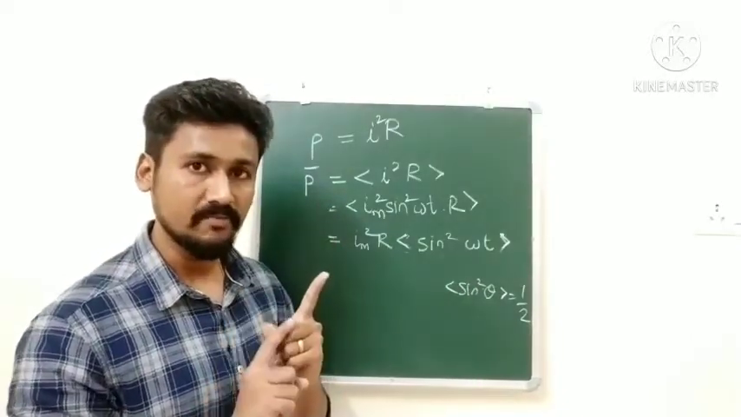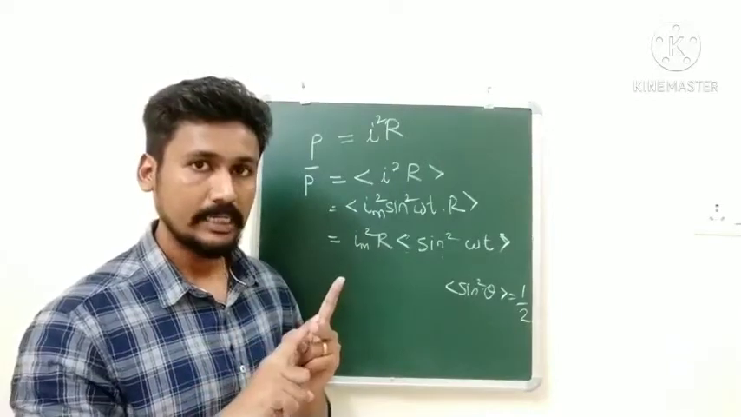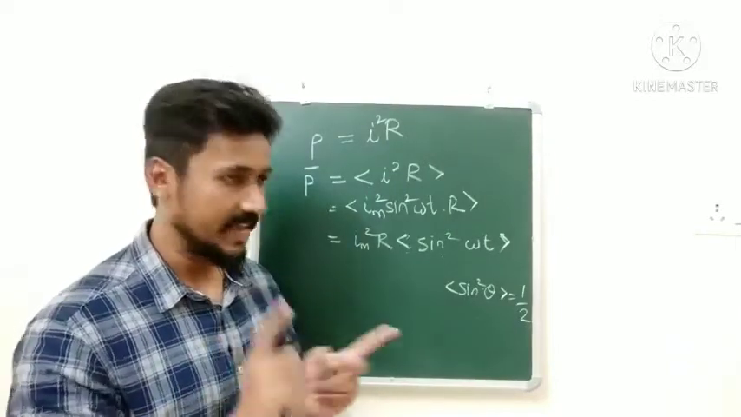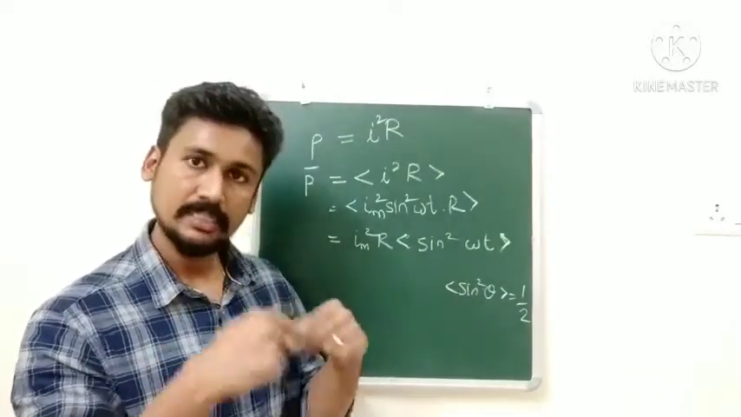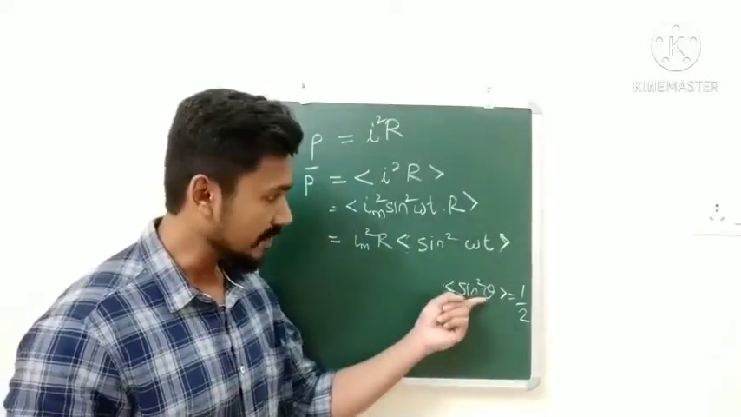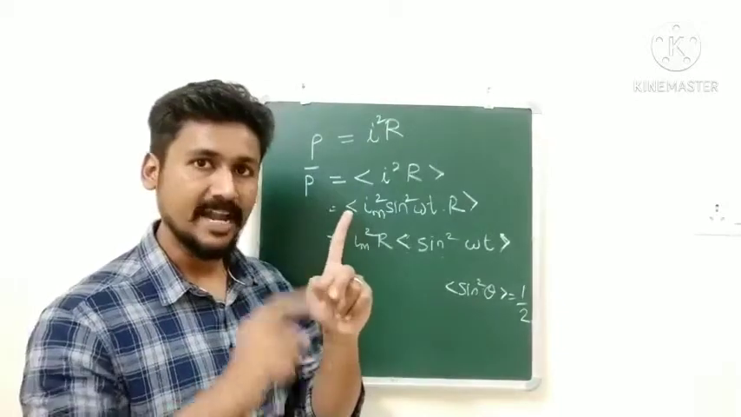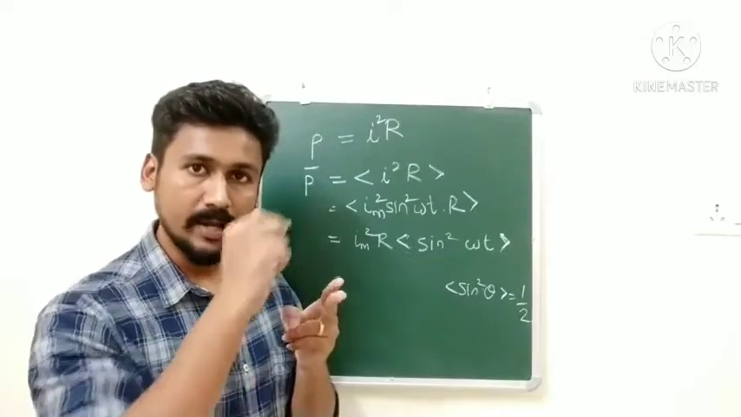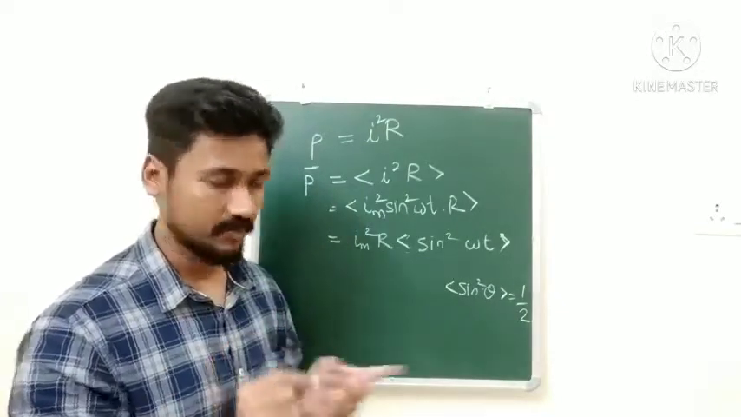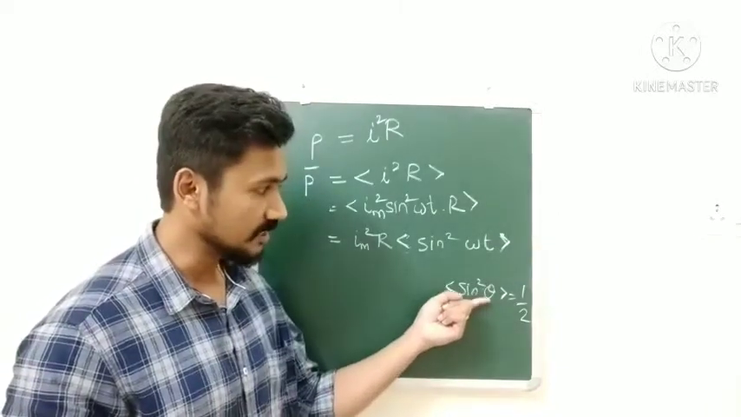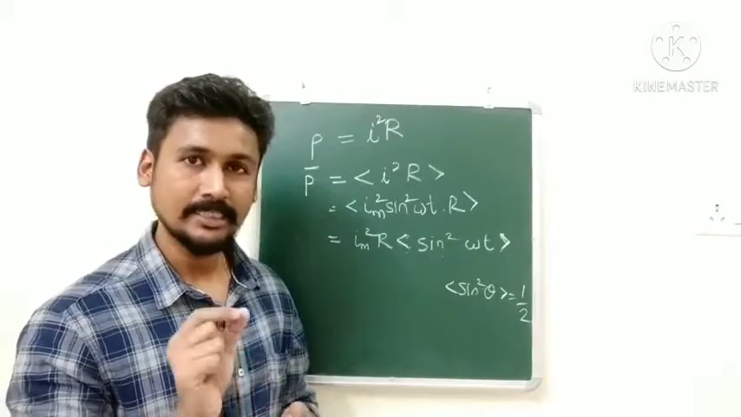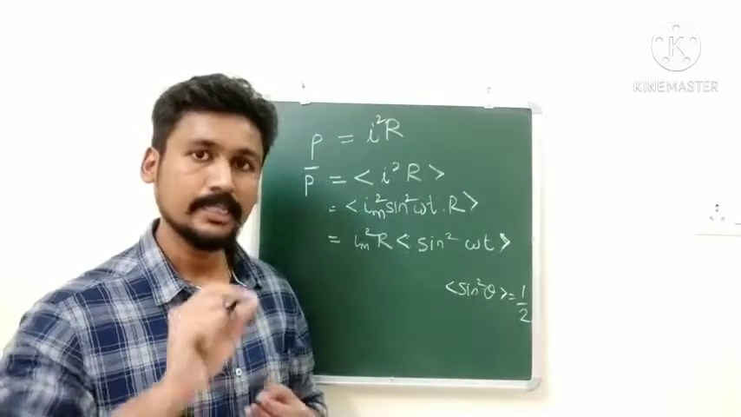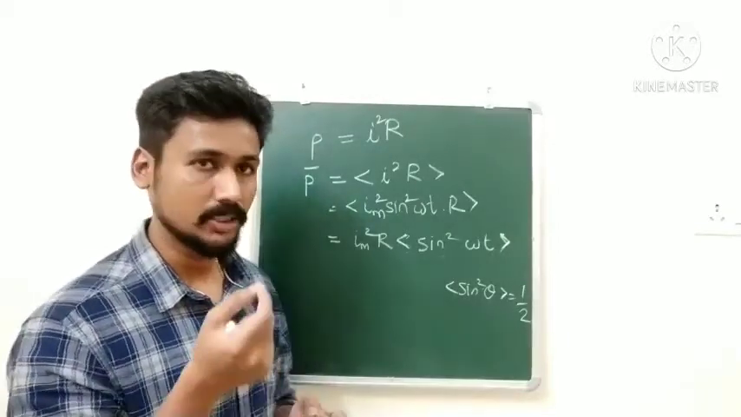And what will be the minimum value? The minimum value will be 0. It will not be minus 1. Why? Because of the square. Even if sine theta is minus 1, the square will be 1. So the maximum value of this function is 1 and the minimum value is 0. So for 1 and 0, the average will be half. That is why the average of sine square is half. As I said, this is a very simplistic way of putting it. There is a big proof available, but let us not go there.